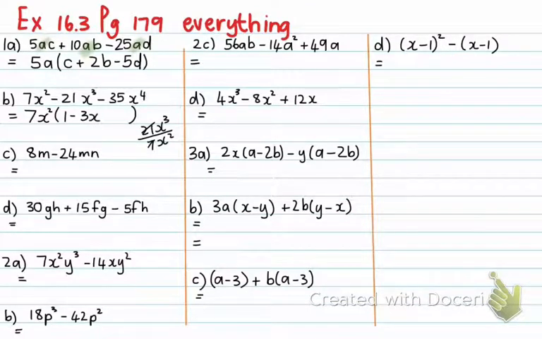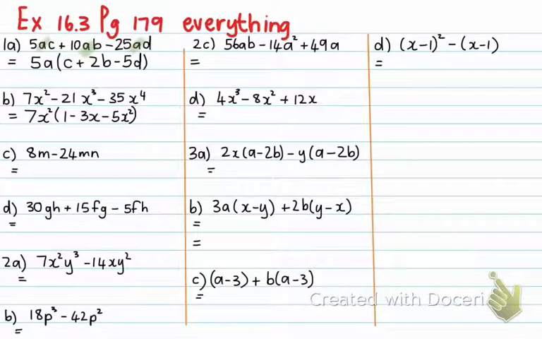I keep the negative, then I take the last term, which is 35x to the power of 4, and I divide it with a common factor, which is 7x squared. And now 35 divided by 7 is 5. X to the power of 4 divided by x squared is just x squared. Three terms in the expression when I started, and three terms inside the brackets when I'm done.